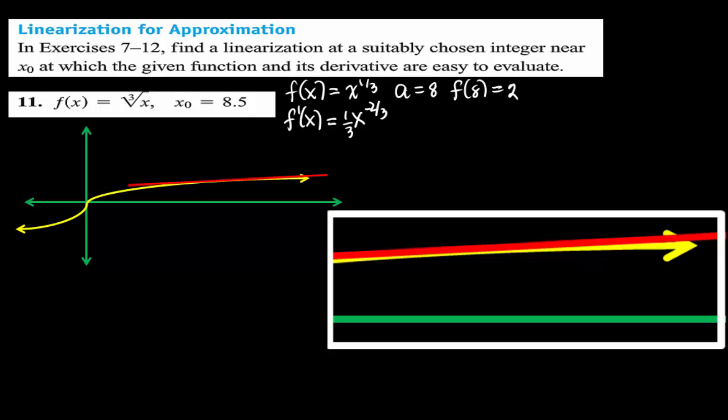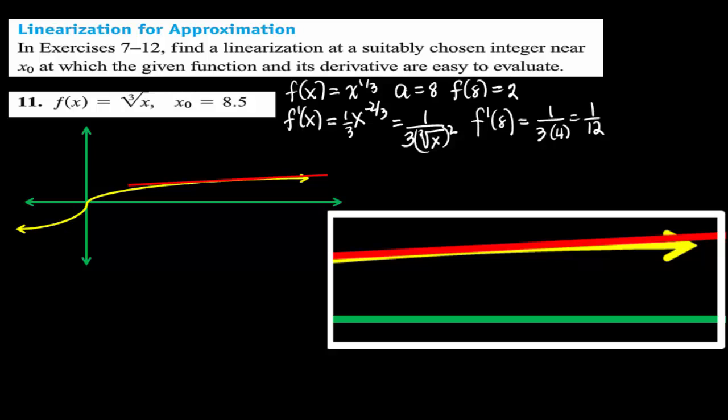Okay? And so what is that? That is equal to 1/3 times the cube root of x, and then you square it. Okay? Because that's what this means. So now what is f prime of 8? That's just 1/3 times the cube root of 8, which is 2, square it, so it's 4. 3 times 4 is 1/12.